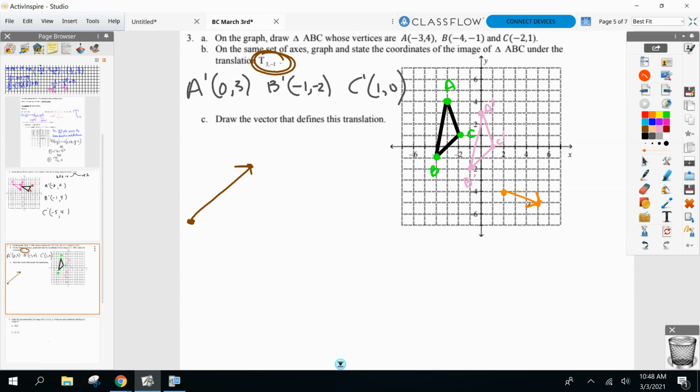Could you connect like 2 points like C and C prime or A and A prime and then just add an arrow? Connect a pre-image and an image point. There's another way too. So I could connect A and A prime and make that into a vector as well. Yep. Both ways are fine.